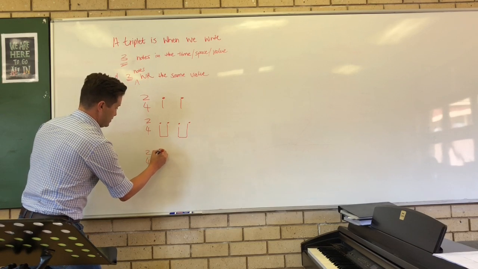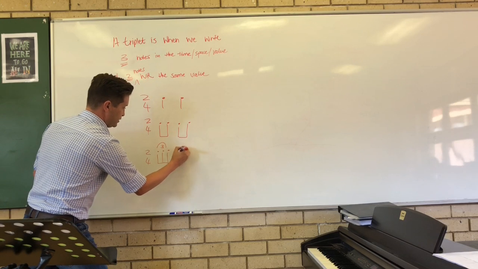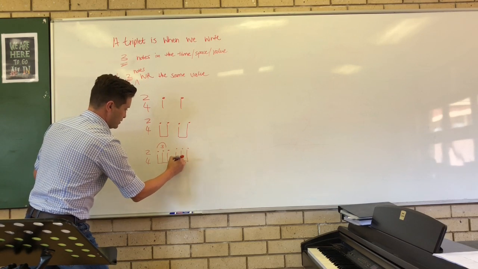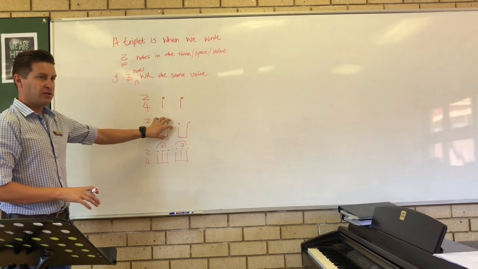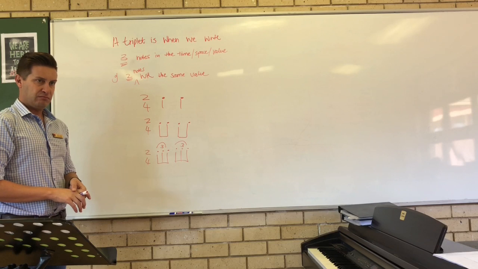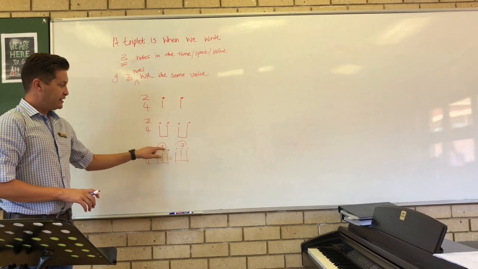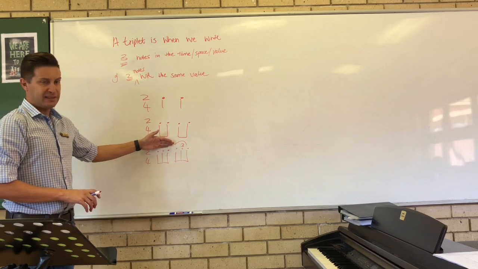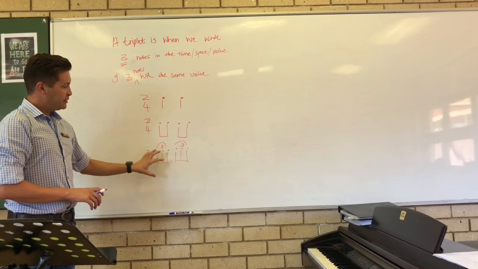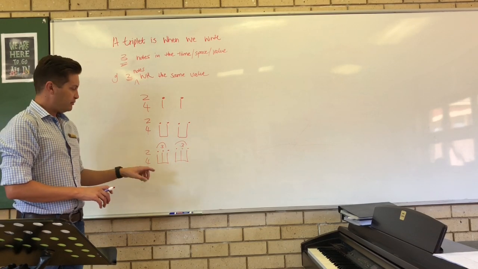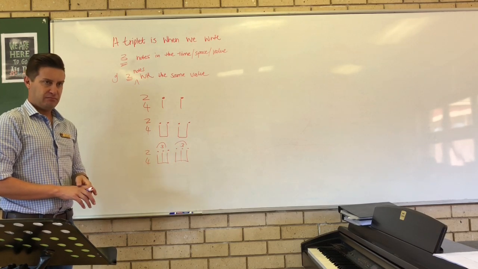A triplet is when we have 3 notes in the time or space of 2 notes. That is very important, otherwise you would say that that's a dotted crotchet, right? But with that, it makes them a little bit shorter, so you can fit 3 notes in exactly the same time. Alright.